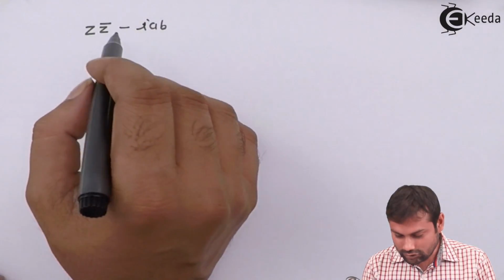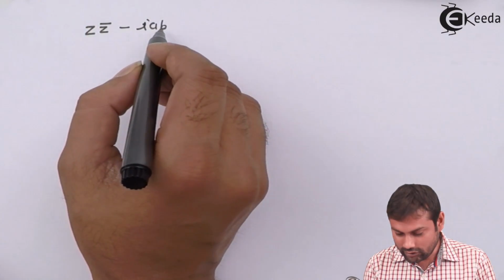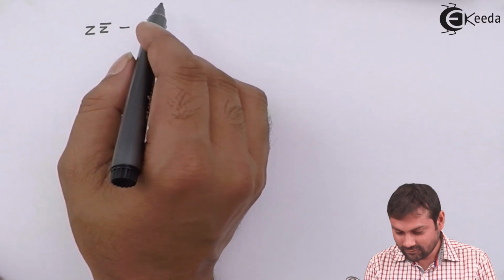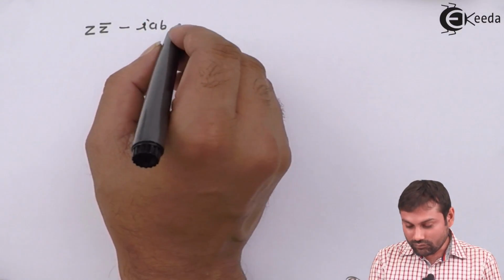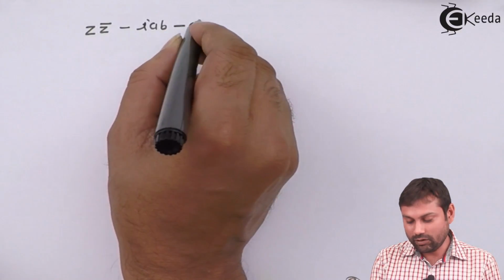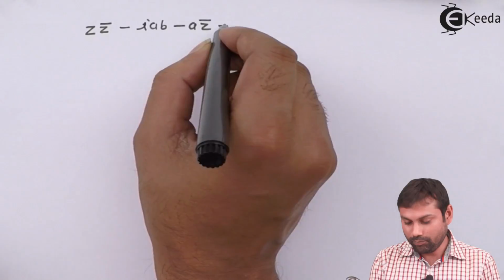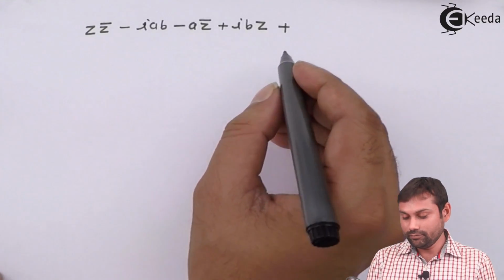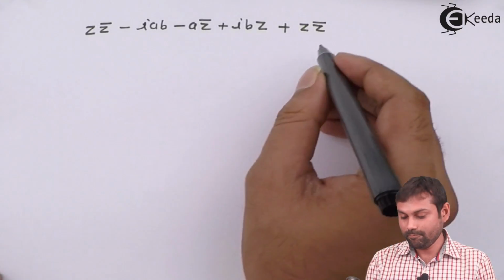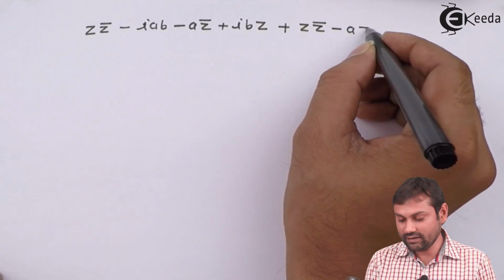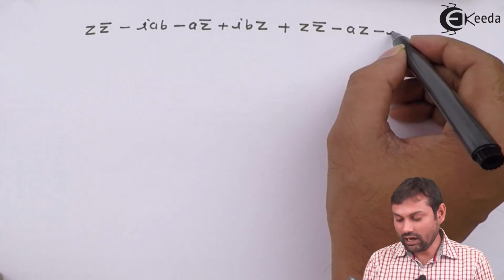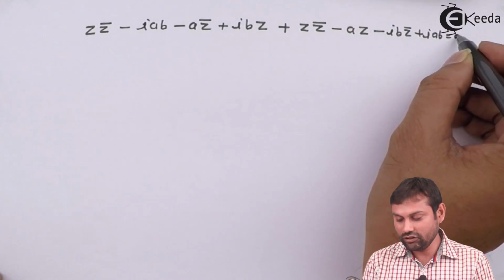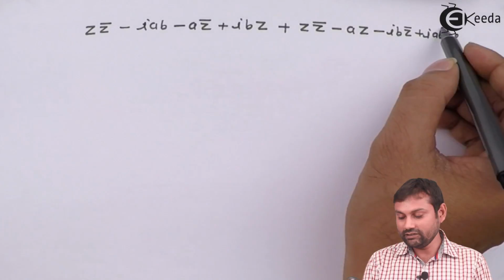Expanding the first one: z z bar, minus iAB, and A z bar, okay, and the second: minus A z bar, plus iBz, again plus, if you open the second one, z z bar, minus Az, minus iB z bar, plus iAB equals 0, okay. Here iAB minus iAB, plus, that gets cancelled.